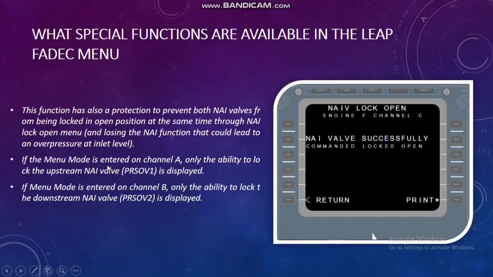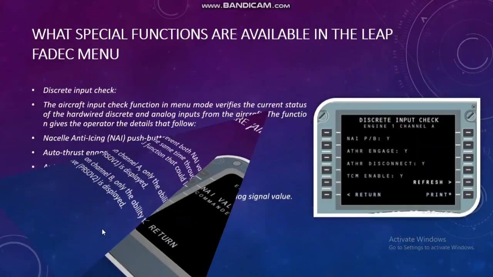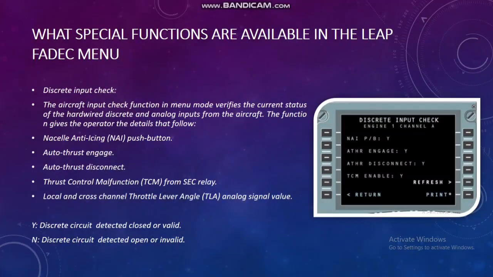If the menu mode is entered on channel A, only the ability to check the upstream nacelle anti-ice valve for PRSOB1 is displayed. So if you are going for channel B, you will find PRSOB2. So this is also good-to-know information about the nacelle anti-ice lock.